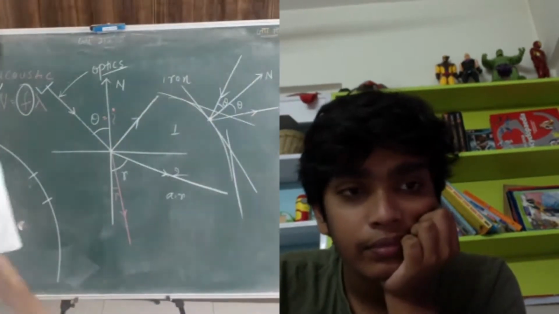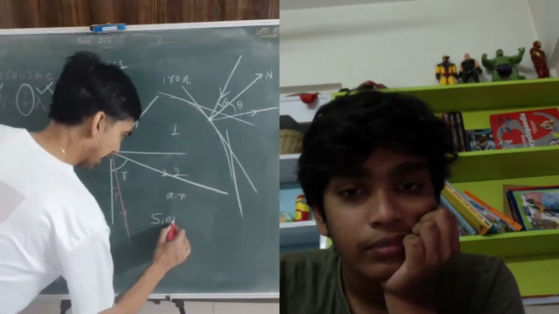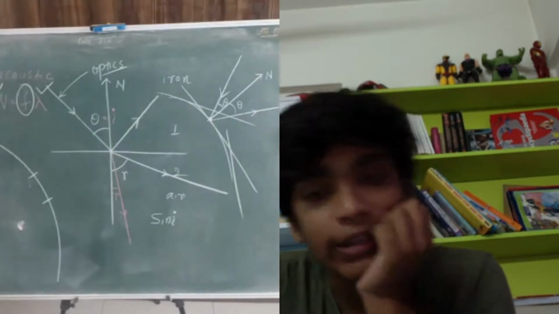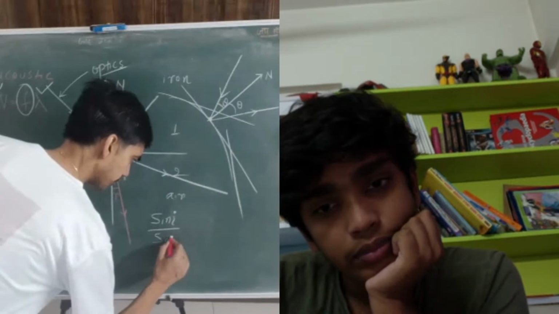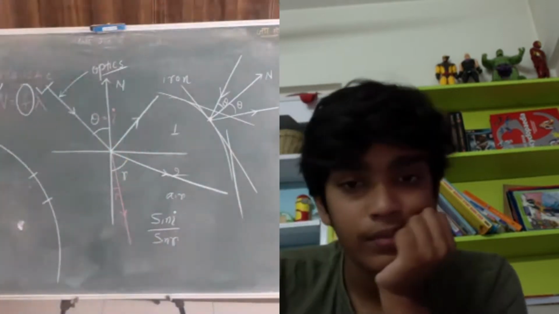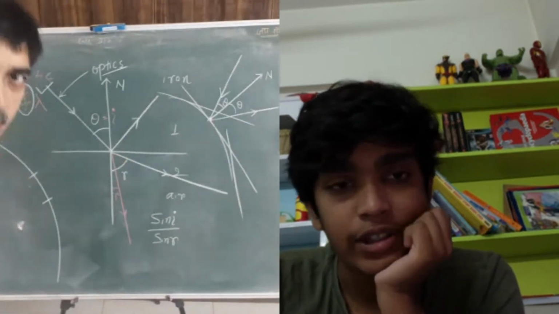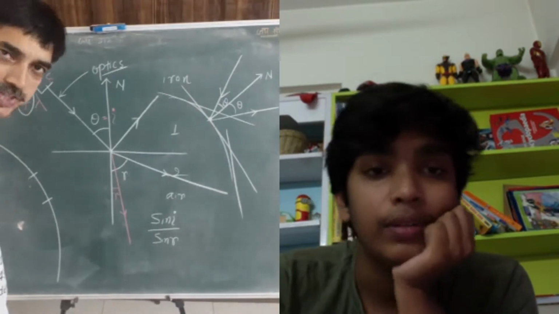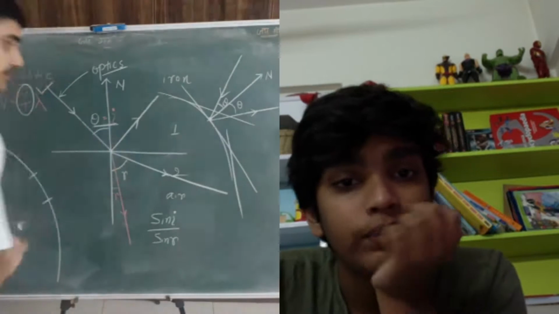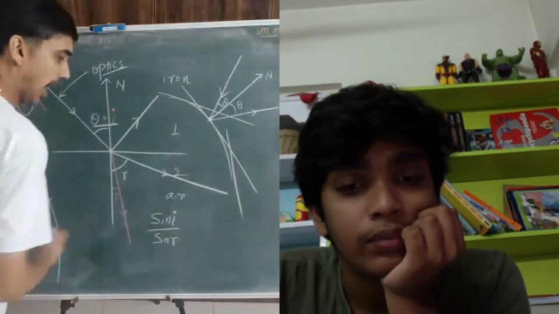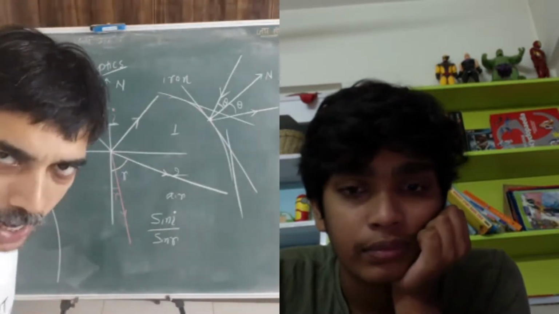So as per Huygens principle, sine I upon sine R. What is I over here, Rishabh? I is the angle of incidence, and the reference is the normal. And what is R? R is the angle of refraction. Reference again, normal, right?